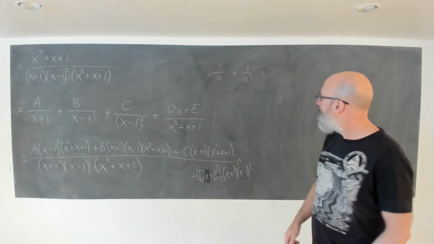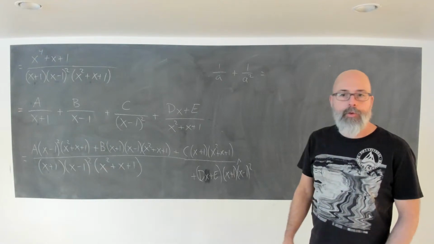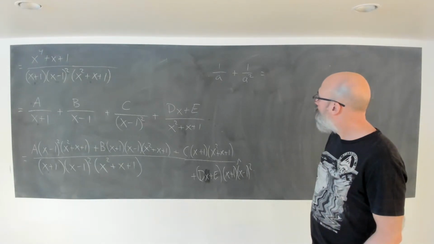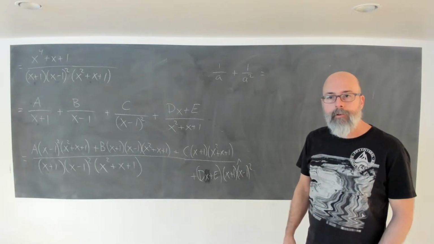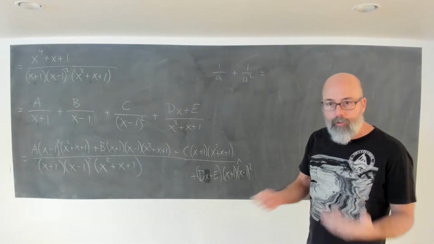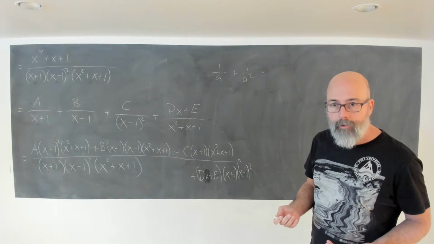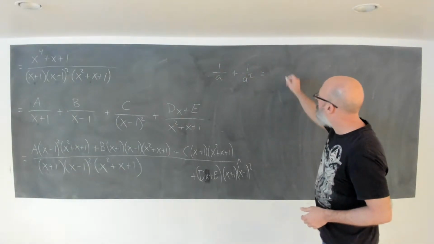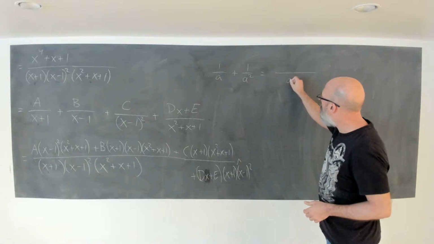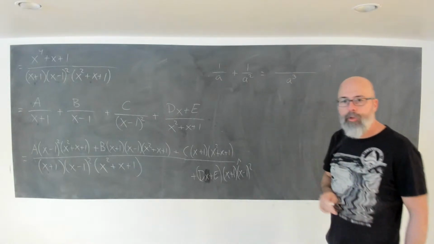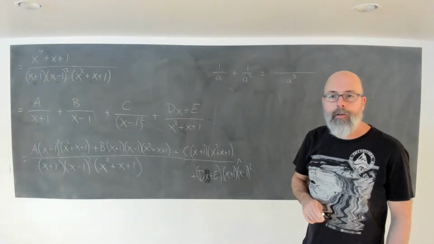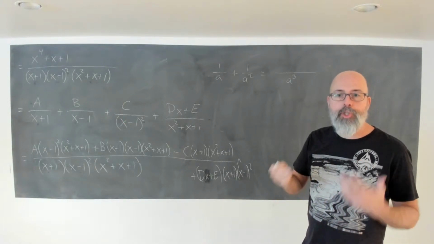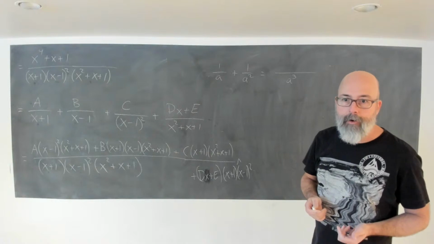Consider this. 1 over a plus 1 over a squared. How do we add these? We put everything over a common denominator. Some of you want to say that the common denominator is a cubed, and that's fine. That's a common denominator. I claim it's not the smallest common denominator.